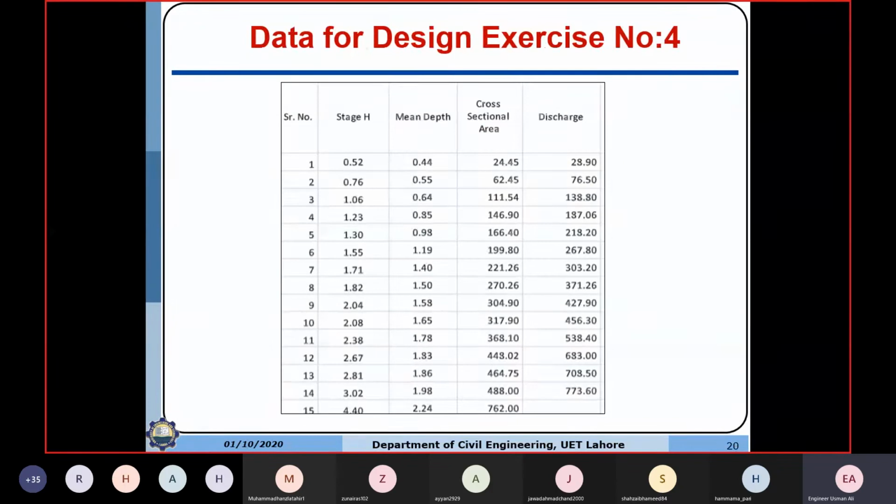So now for the logarithmic method, first of all you have to come to this table and the data. So in this design you are given the stage data, as you can see, it is in meters. You are given the mean depth in meters, the cross-sectional area in square meters and discharge in cubic meter per second. So note down these units: stage in meters, mean depth in meters, cross-sectional area in square meter, and discharge in cubic meter per second. So these are the units of the given data.